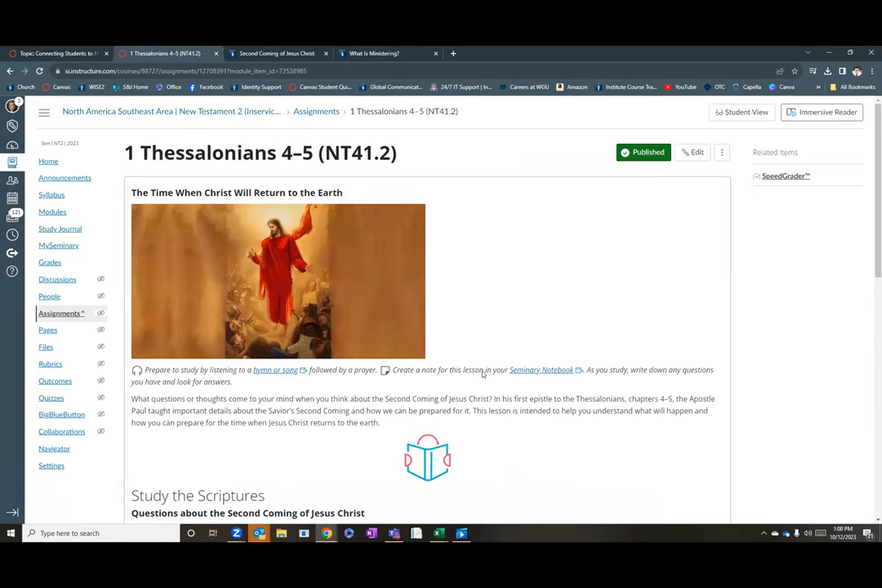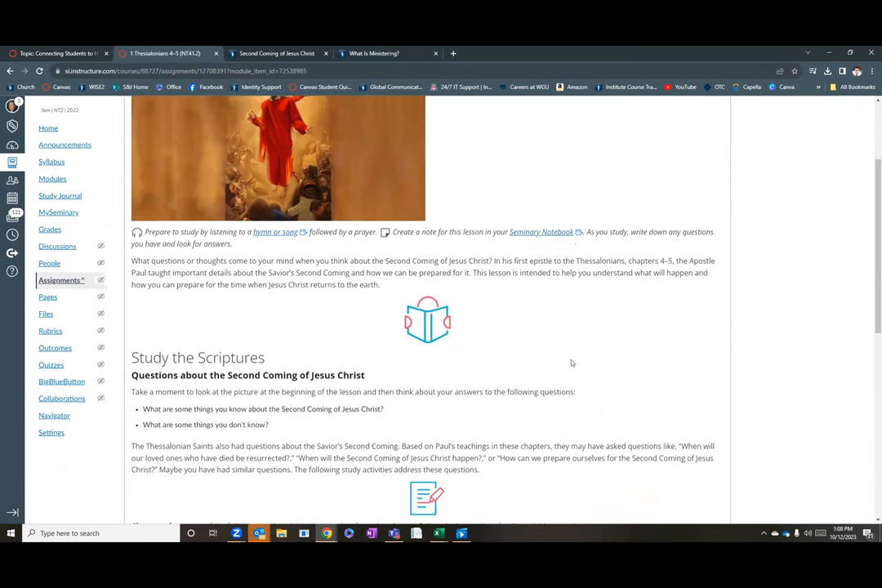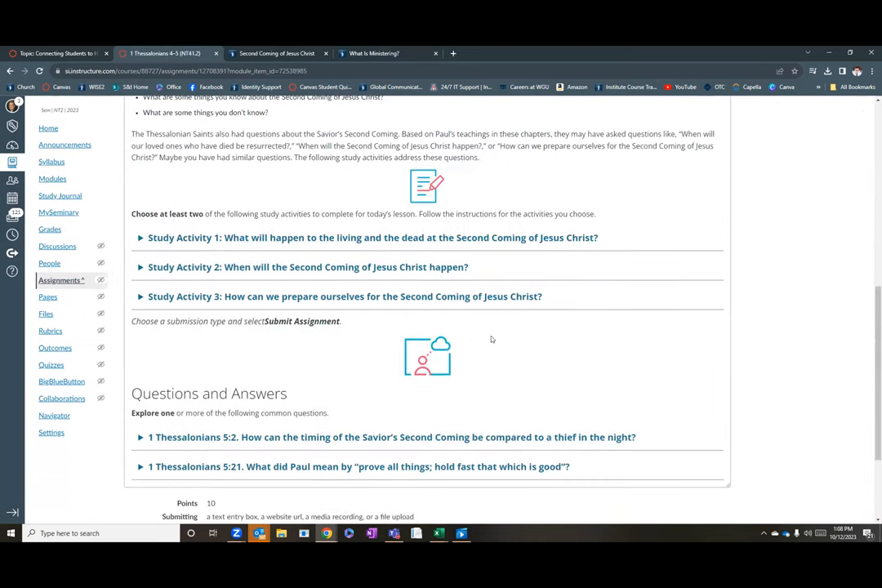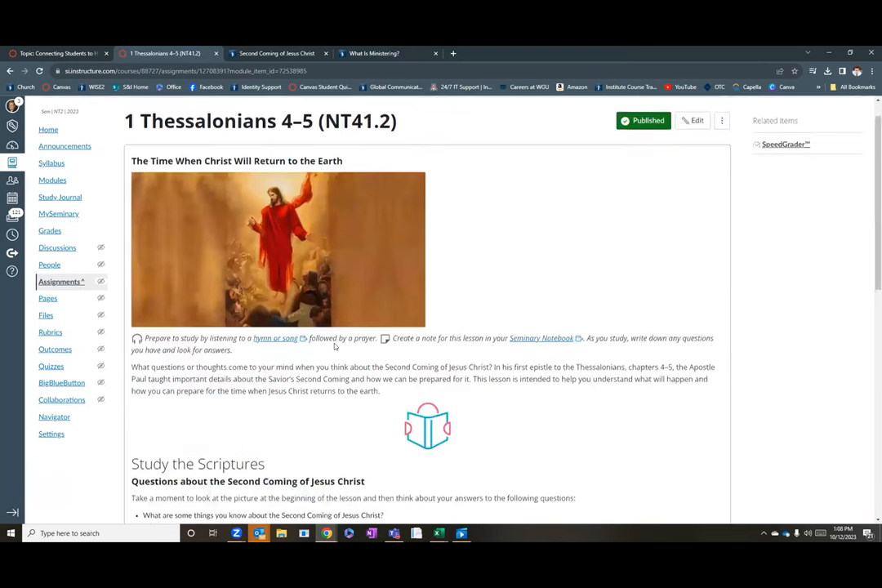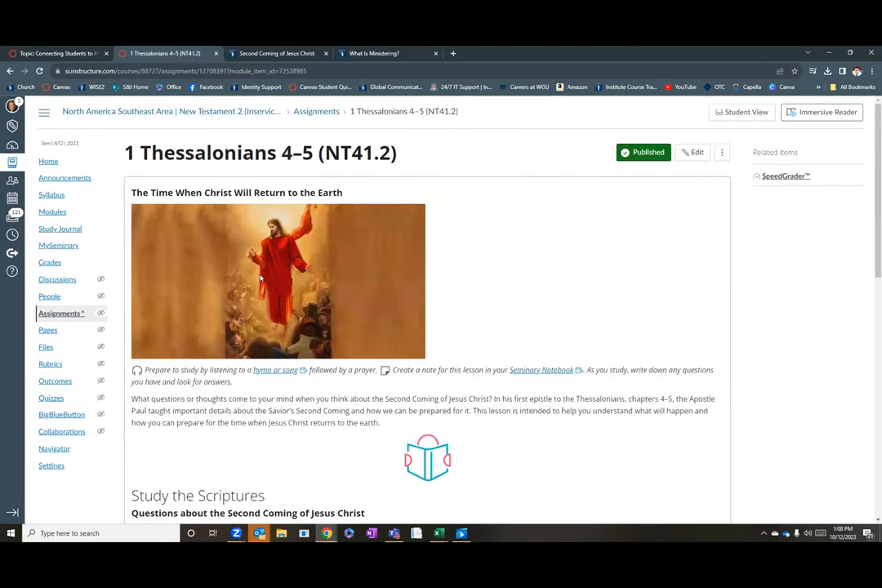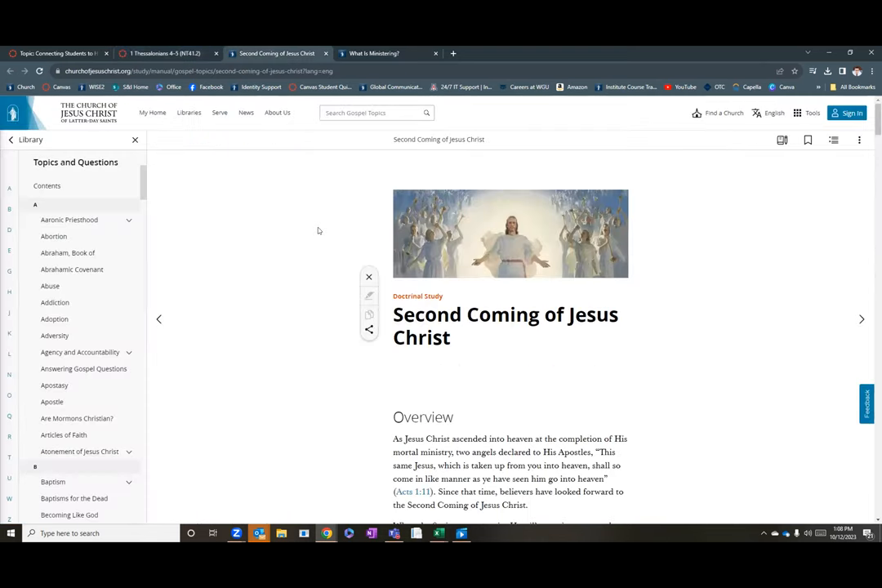When it comes to the second coming, the reason this is going to be a good one to have an understanding of is it's a Q&A set up so that they're going to be asking and answering some pretty common questions. The only supplemental thing that I would recommend is go to the topics and questions in the library and go to Second Coming of Jesus Christ.